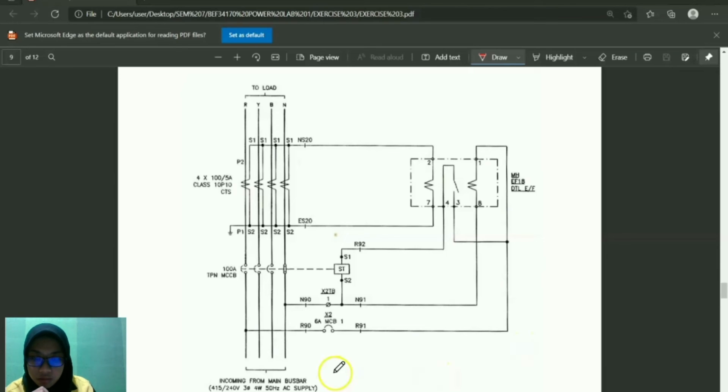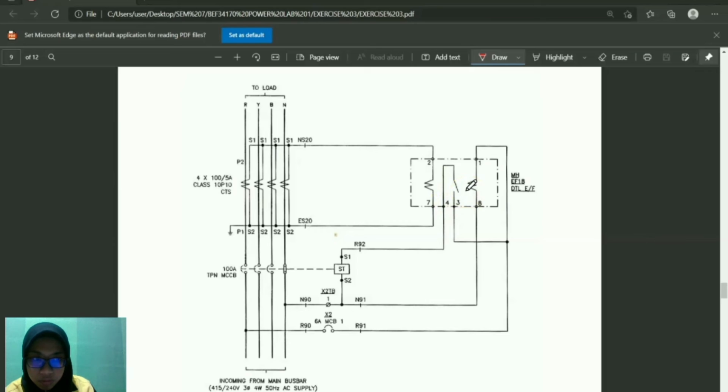Okay, first, it starts from the incoming from main bus bar with 415 to 140 volt, 3-phase 4-wire 50 Hz AC supply. So let's see the red phase. From the red phase, it flows to the MCB and straight away goes to the relay. As we can see here, the relay is in open state.